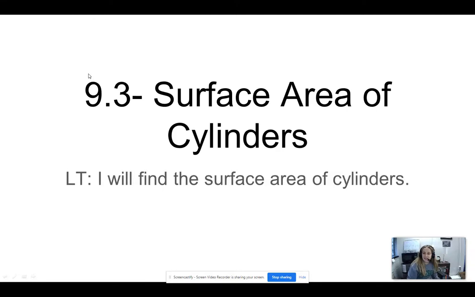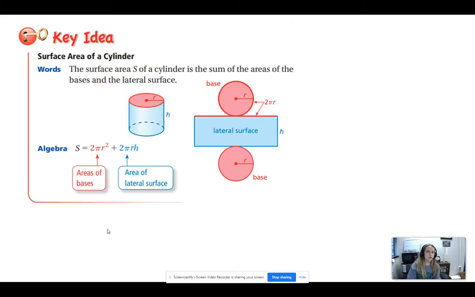Hi, everybody. So today we're going to be talking about 9.3, which is surface area of cylinders. Before we begin, make sure you have your math composition notebook out and that you are writing down everything that I write down so that you have all these formulas and examples in your notes. Our learning target for today is, I will be able to find the surface area of cylinders. So let's get started.